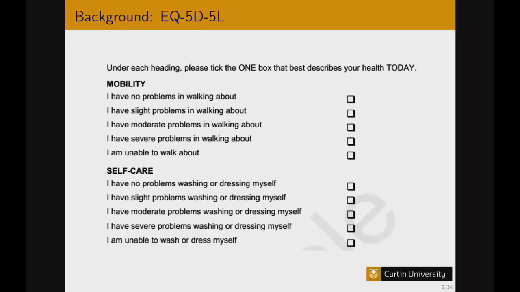So I'll ask you, how would you rate your mobility? And you have 5 options. So no problems walking around, right down to I'm unable to walk about. Then you go to self-care. Are you able to take care of yourself? Right down to I'm unable to do anything.